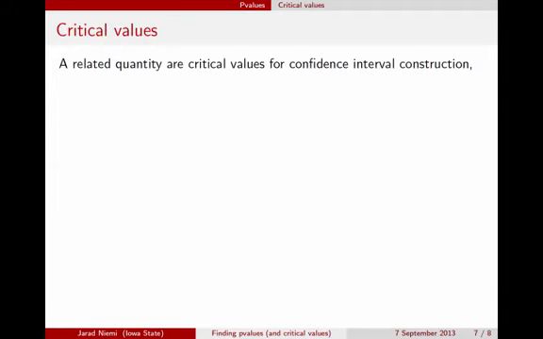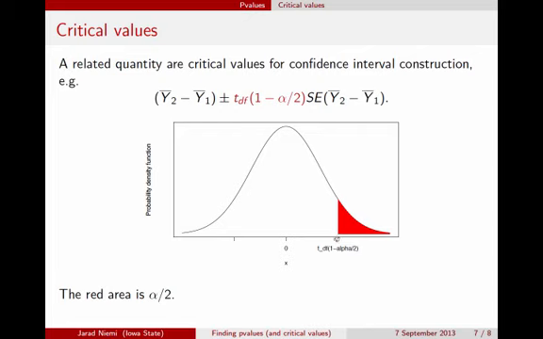Alright, so there's a related quantity called the critical value that's used in constructing confidence intervals. Here's an example from the difference between two populations mean example. And here what we're interested in is finding what should this t cutoff be. And here we're borrowing the notation from the textbook The Statistical Sleuth, where what this really means is we want to find this value right here, such that the area to the left of it is 1 minus alpha over 2, which means that the red area up here has area alpha over 2.